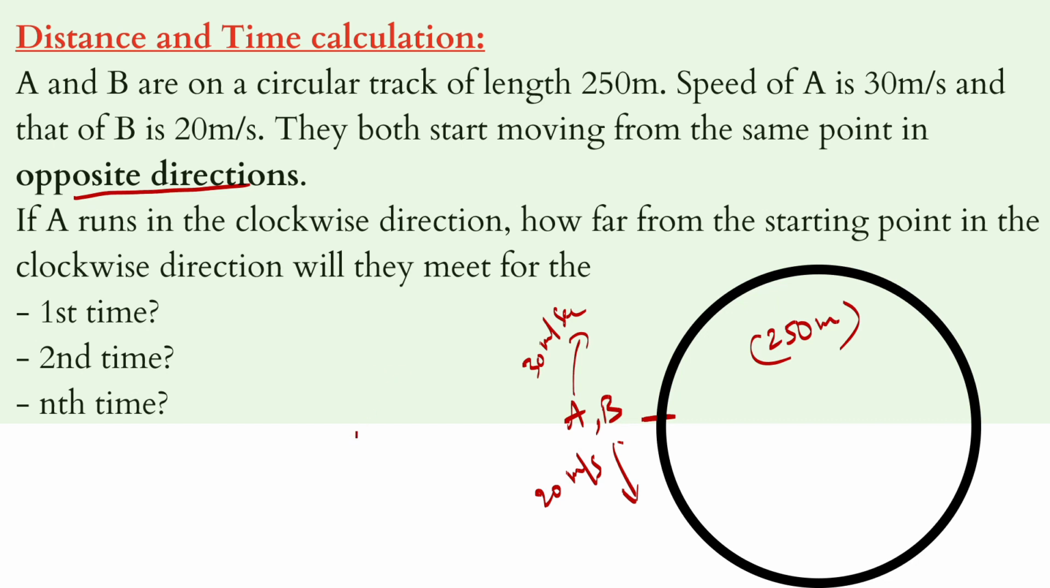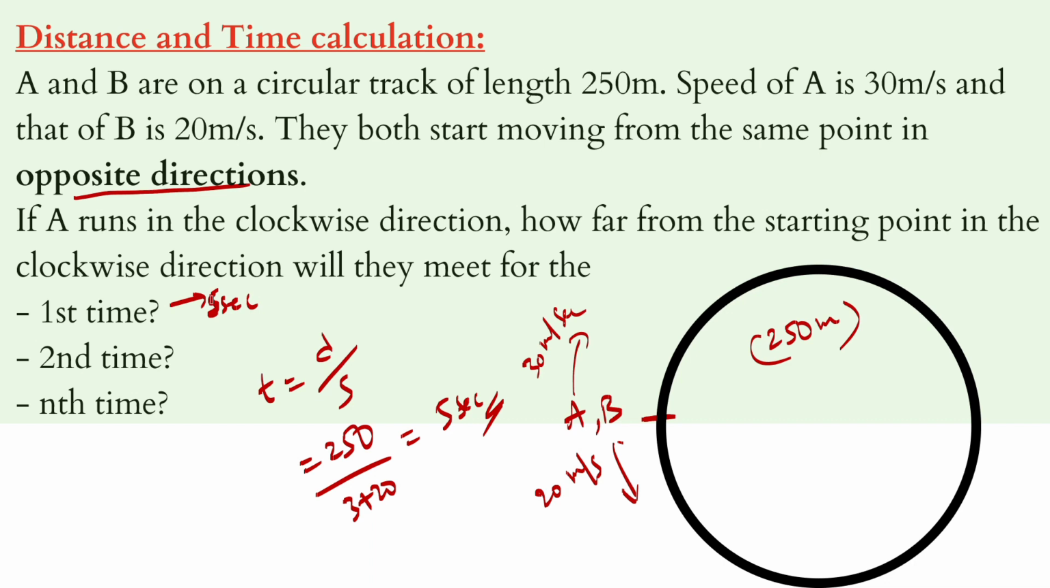So here time is equal to distance by speed, we know that. So this will be, distance is 250 meters, the total length of the track, and speed is the relative speed, 30 plus 20, which is equal to 50. So 250 by 50 is equal to 5 seconds. So they will meet for the first time after 5 seconds. Understood?